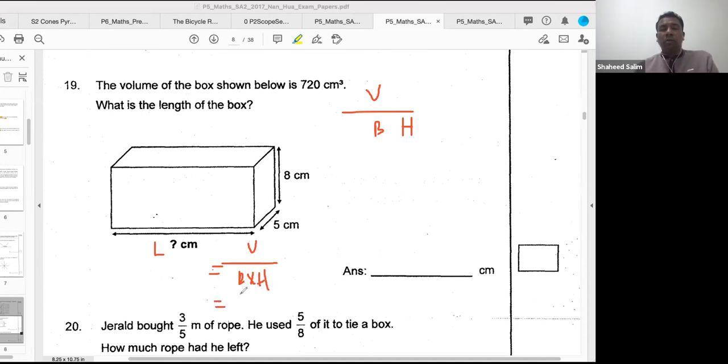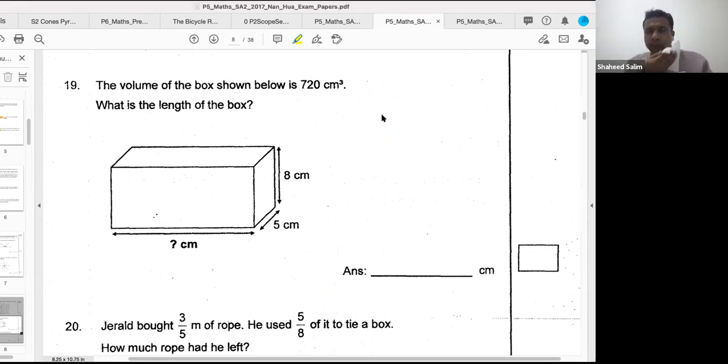Okay, so what's the volume? Volume is 720 divided by 8 times 5. How much do you get? Whatever you get is the answer. You will get 18 cm. I hope you get it. Okay, all right, we go to the next one.